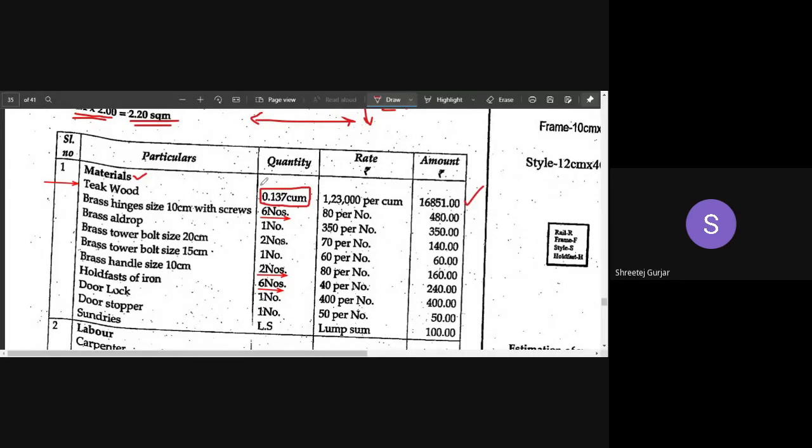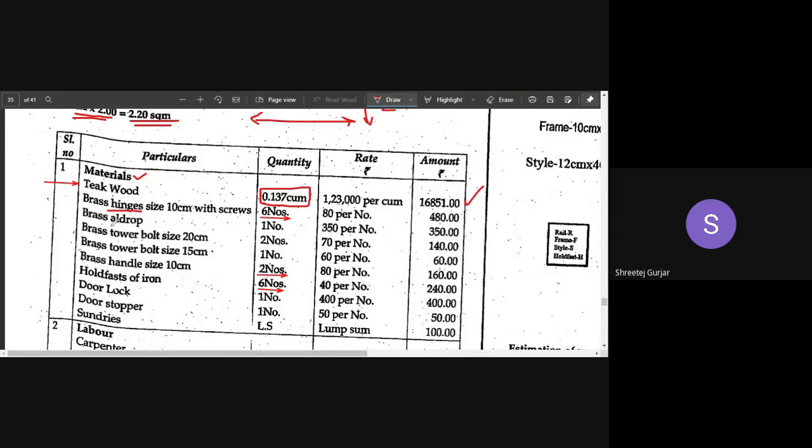To fix this particular door, we require some attachments: some hold fast, some bolts, some nails, and hinges for fixing up your door. All those materials are written down next. You can see brass hinges. How many hinges? Three per panel, at the top, bottom, and mid, so totally six hinges.